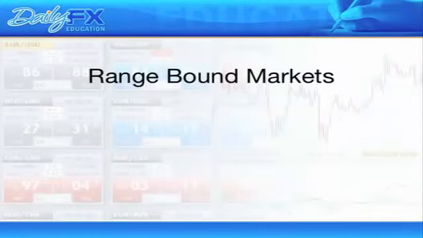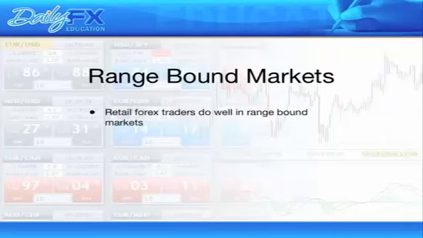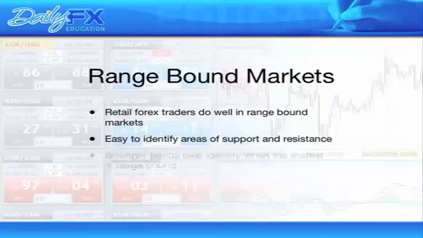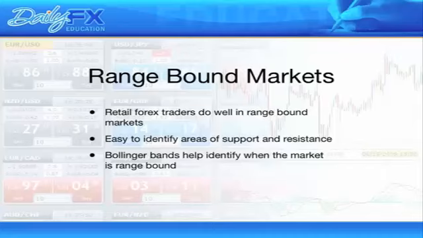The second Bollinger Band strategy is for range-bound markets. Retail Forex traders tend to do well in range-bound markets, as it can be easy to identify areas of support and resistance. However, if Forex traders use a range-bound strategy in a trending market, then they tend to experience more losses. The great thing about this Bollinger Band range strategy is that the Bollinger Bands help identify when the market is range-bound. If the bands are not indicating a range-bound environment, then simply stand aside from using the strategy.